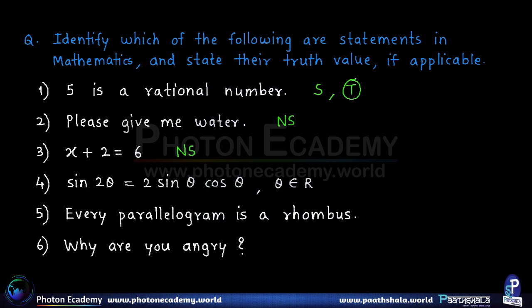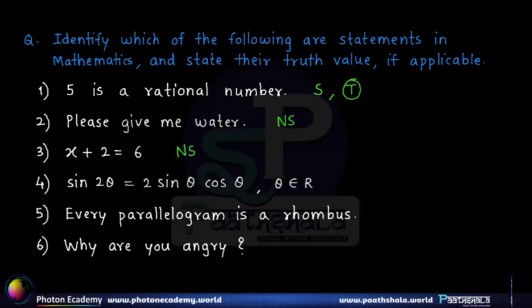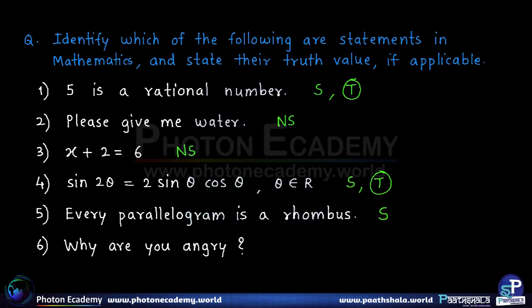Next is: sin 2θ = 2 sin θ cos θ, where θ is a real number. Now from trigonometry we know that this is an identity, so that means it is always true for any real value of θ. So clearly it is a statement and it is a true statement. Then next is: every parallelogram is a rhombus. Since it's telling some fact, it is a statement, but we know that every parallelogram need not be a rhombus. It's only that parallelogram whose all the sides are equal that is a rhombus. So the truth value is false.